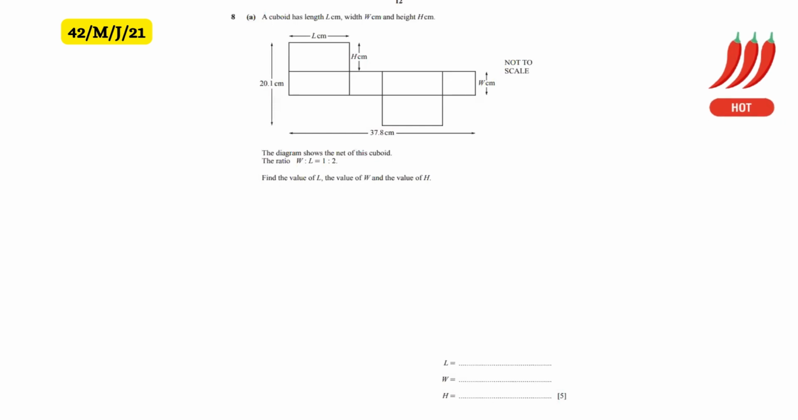Question 8, it says that a cuboid has length L centimeters with width W centimeters and height 8 centimeters. The diagram shows the net of this cuboid. The ratio W is to L is 1 is to 2. Find the value of L, the value of W, and the value of H. So W is to L is 1 is to 2. That means the length is twice the width.